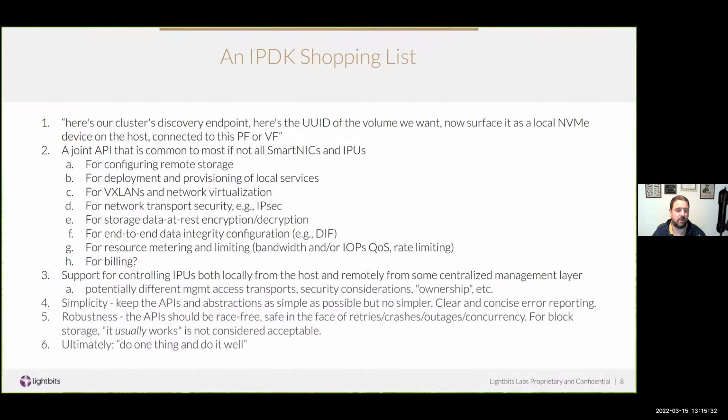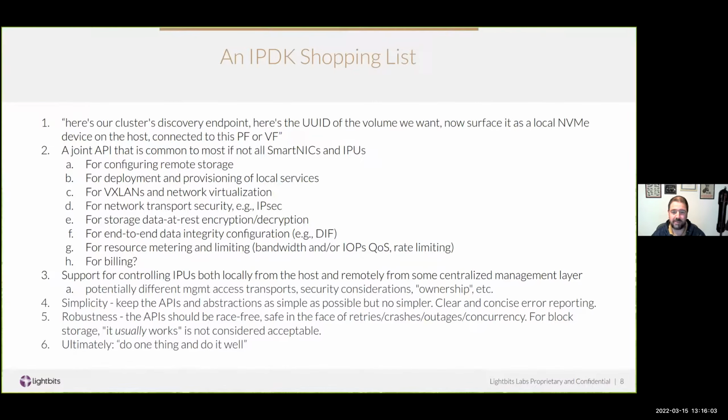Surfacing it as a local NVMe device, that's basically NVMe and PCIe. If we had an API that worked at the standard level, then it could be implemented pretty much everywhere. More broadly, going at a higher level of abstraction, what we'd like is a joint API that is common to most, if not all, SmartNICs and IPUs.